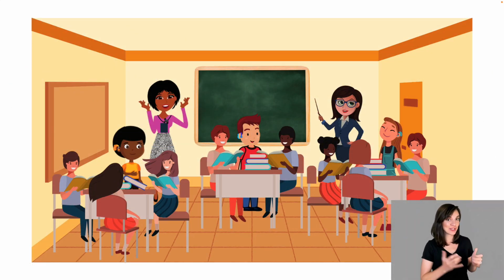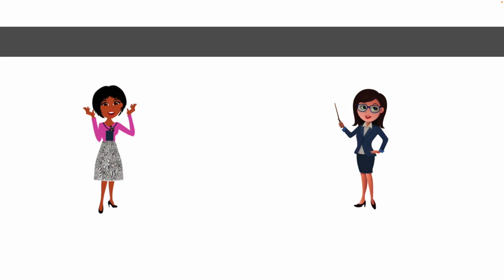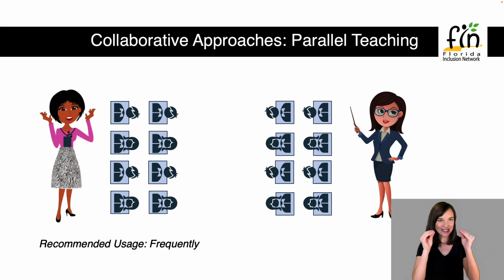Now, thinking about the general education environment, teachers of the deaf and hard of hearing supporting students in this setting also may need to support the general education teacher in making flexible grouping in their classroom to include the students who are DHH. They can also use flexible grouping strategies and collaborative teaching efforts alongside the general education teacher, such as parallel teaching. In this approach, the classroom is divided in two. Each teacher works with a group of students teaching the same concept or skill. The recommended use of this approach is frequently.